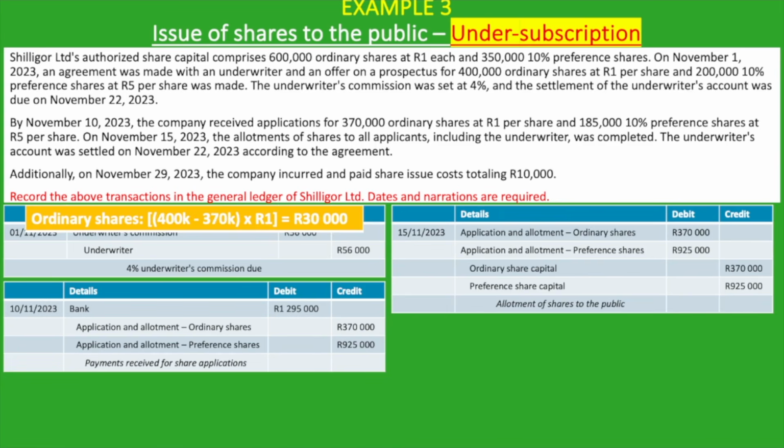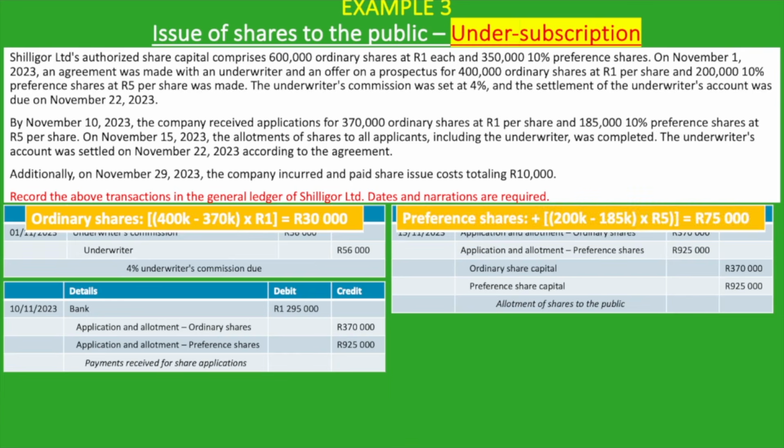Okay, what about preference shares? We had offered 200,000 shares, but we only received application for 185,000 shares. So we take 200,000 minus 185,000 and then we multiply that by 5 rand per share, and it gives us an amount of 75,000 rand. So we need to receive 30,000 for ordinary shares and 75,000 for preference shares from the underwriter. Okay, so what are we going to do? We're going to debit underwriter with the total of the two, and then we're going to credit ordinary share capital 30,000 rand and preference share capital 75,000 rand.